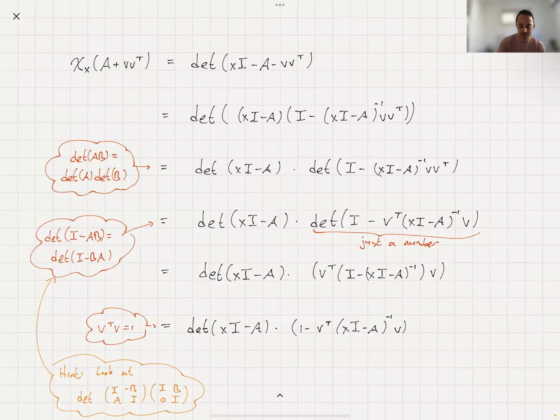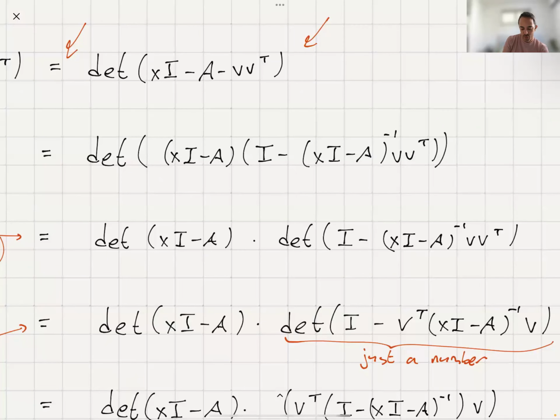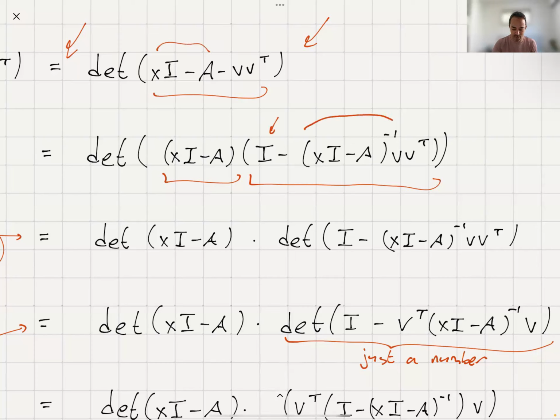So let's just do that. What I want to do is to factor things. The thing inside the determinant I want to write as a product. So I'm going to brute force factor an xI minus A out of this expression. The other term is going to be whatever is required to get this expression back. So you get an I here because of the xI minus A that sits here, and then this xI minus A inverse with the minus gives you back VV transpose.